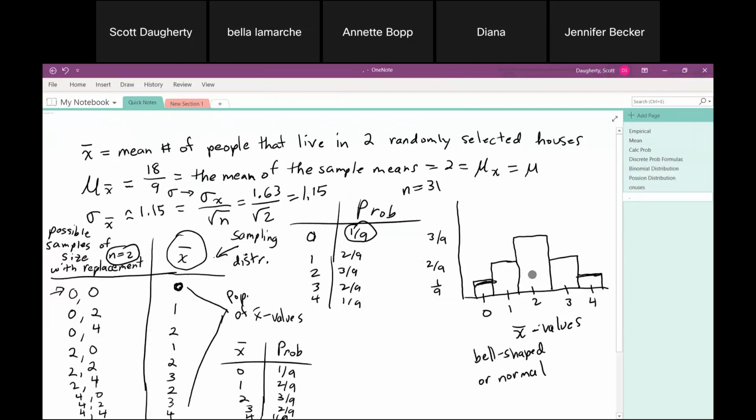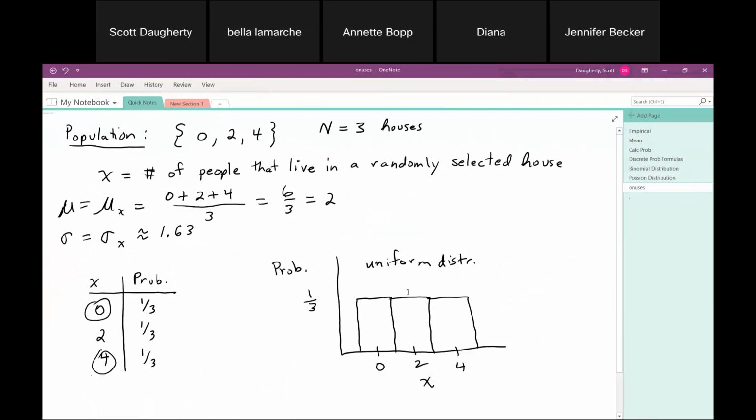The middle, though, still happens 1 in 3 times, right? To get a 2, it's much easier. I could get a 2 by getting a 0 and a 4, that averages to 2, or I could get a 4 and then a 0, that is a 2, or I could get a 2 and a 2, and that averages to 2. There's more ways to average to 2. It happens 1 in 3 times, not 1 in 9. So the probability of getting a 2 is still 1/3.